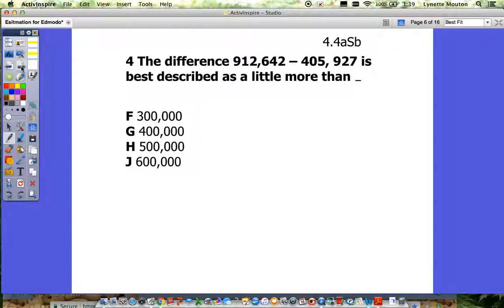Here we go again. Here's another one. This one is finding the difference now between 912,642 and 405,927. Best described as, here's another group of keywords, a little more than. When we look at our answer choices this time, though, you notice that everything has been rounded to the hundred thousands place. So where are we going to round these numbers? To the hundred thousands place. And again, here we're finding the difference. You could even annotate that sign to help you know that that's where we're rounding to.